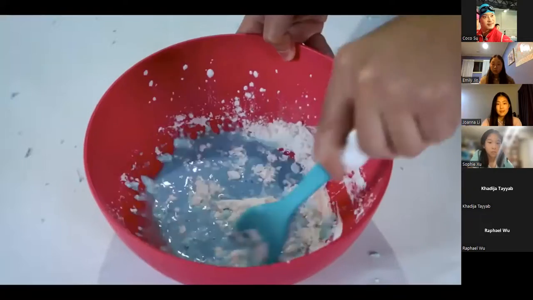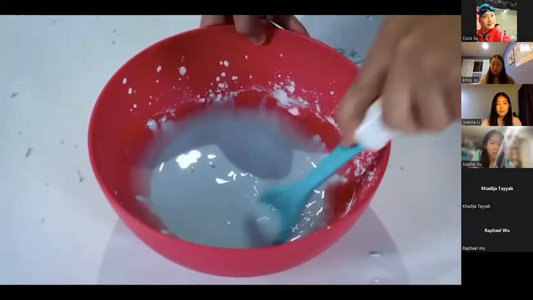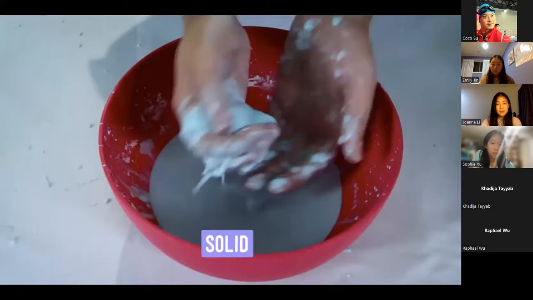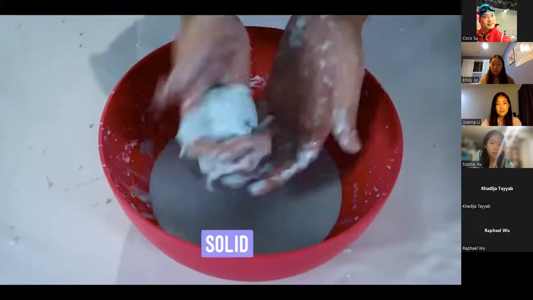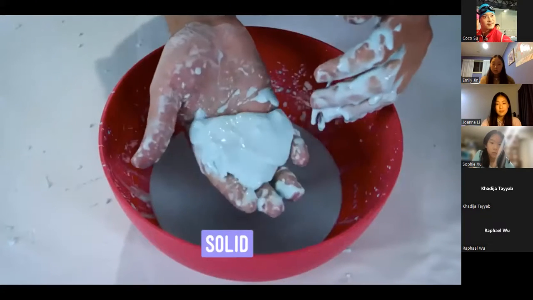Pour the cornstarch into your bowl and slowly add some water. Keep stirring until the mixture feels kind of like honey. In the end, it should look like this. Now grab some of this goo in your hand. When you squeeze it, it'll form a solid ball in your palm. But when you unclench your fist and release the pressure, it'll slide between your fingers, like a liquid.